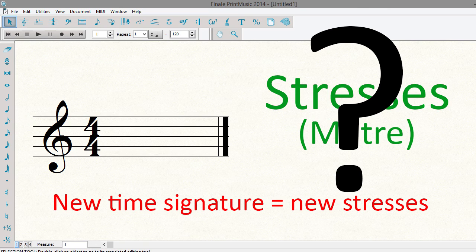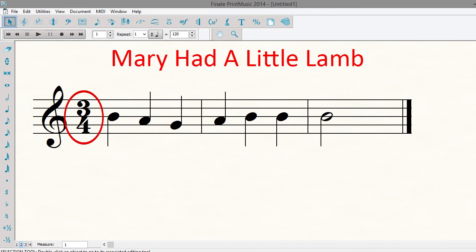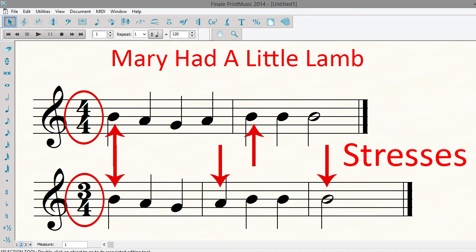For an example, try to listen to Mary Had a Little Lamb in its original time signature of 4/4, also known as common time. Now try to hear it again, but this time with the time signature of 3/4. Notice how the melody is actually the same, but the feeling, the groove of the song changes because the stresses of the song changes to different places.